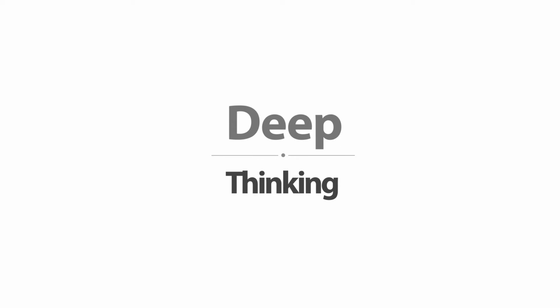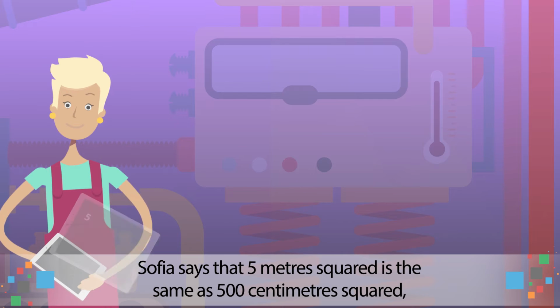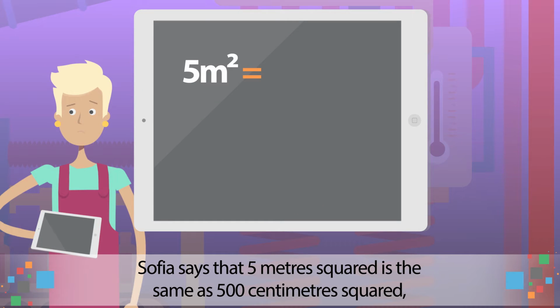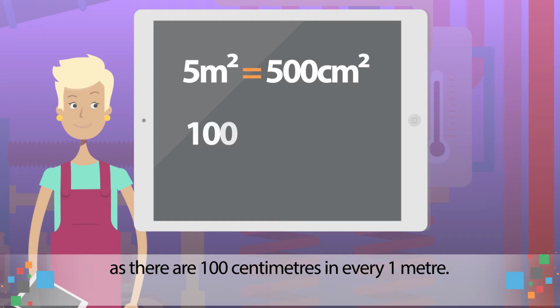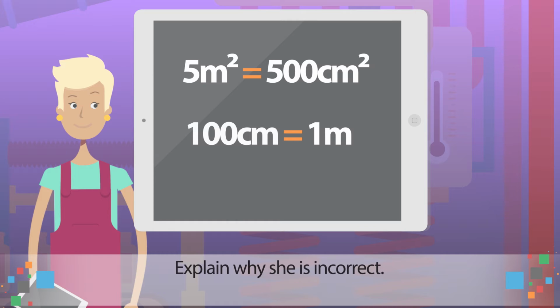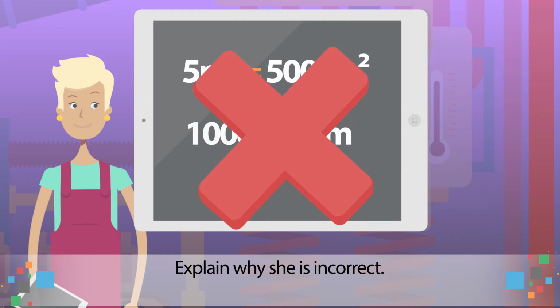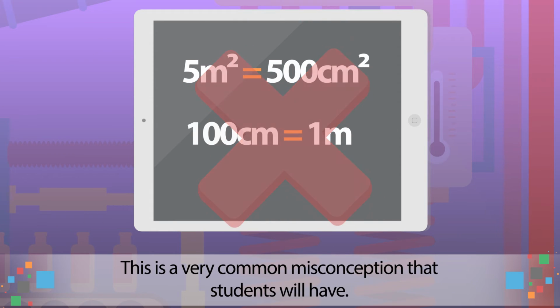Deep thinking. Sophia says that 5 metres squared is the same as 500 centimetres squared, as there are 100 centimetres in every 1 metre. Explain why she is incorrect. This is a very common misconception that students will have.